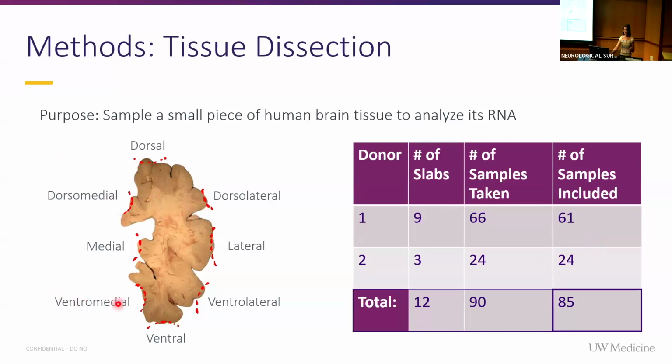And primarily, we dissected from 8 anatomical locations. So dorsal, lateral, medial, ventral, etc. And we did that to a total of 12 slabs. So we got 90 samples out of that. And the first donor, we did a front to back, pretty thorough sampling. And then the second donor was just for some additional data points so we could track trends. And then 5 of these samples were excluded for a reason I will explain on the next slide.